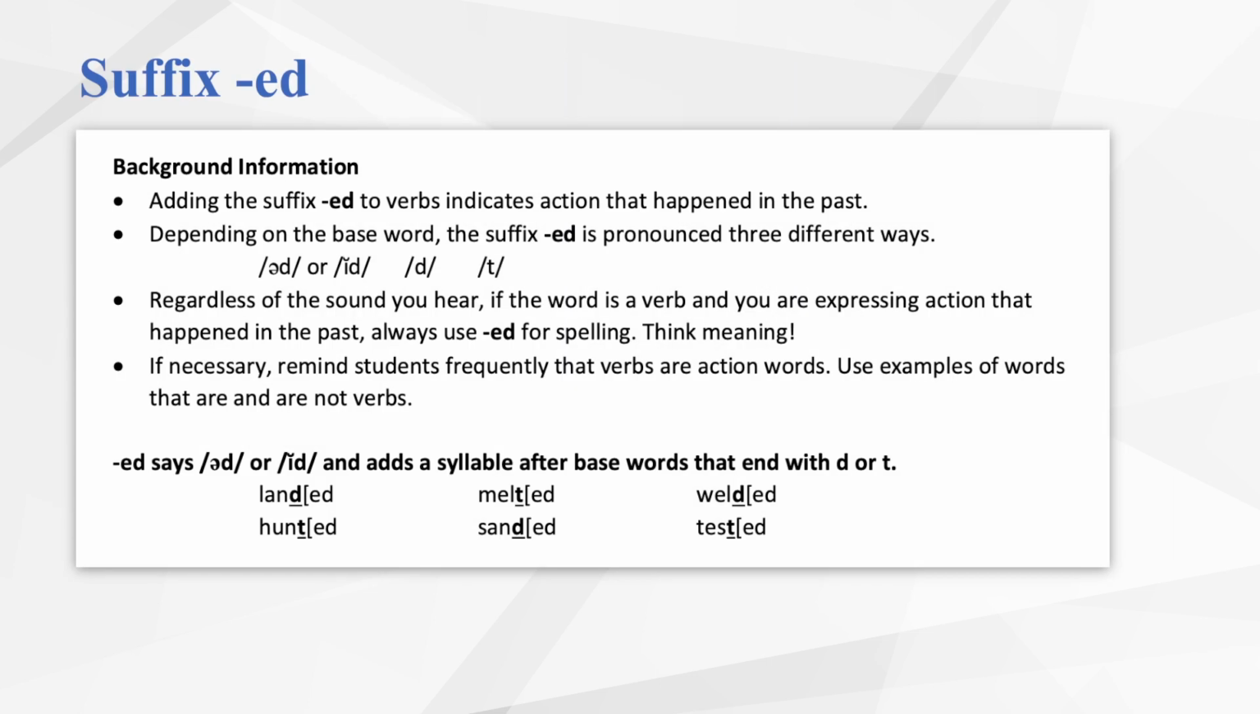The next suffix I'd like to talk about is suffix ed. When we add suffix ed to the end of a verb, it tells us that the action already happened or happened in the past. Suffix ed can be problematic from an articulation perspective. That's because it has three possible pronunciations. Suffix ed can say id, d, or t. Those are the three sounds.